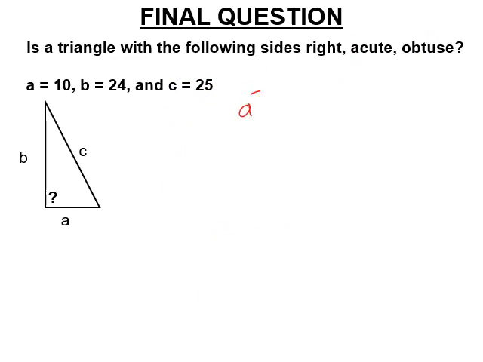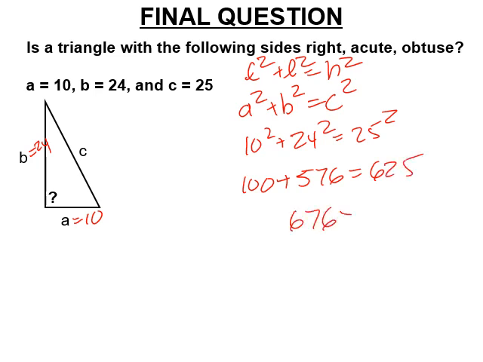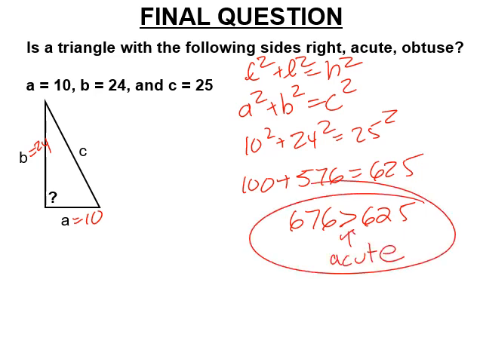So a squared plus b squared equals c squared is the same thing as leg squared plus leg squared equals hypotenuse squared. So a is 10, b is 24, and c is 25. 24 times 24 is 576. So we're getting 676 is greater than 625. Greater than goes with acute, right? If it comes out equal, it has to be a right triangle. If it comes out greater, it's acute, less than obtuse.